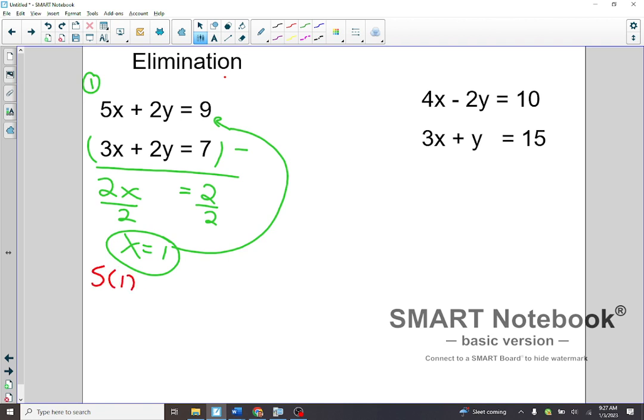5 times 1 plus 2y equals 9. 5 plus 2y equals 9. Subtract 5 on both sides. 2y equals 4. Divided by 2 on both sides. y equals 2. Which leaves you to be your final answer: 1 comma 2.